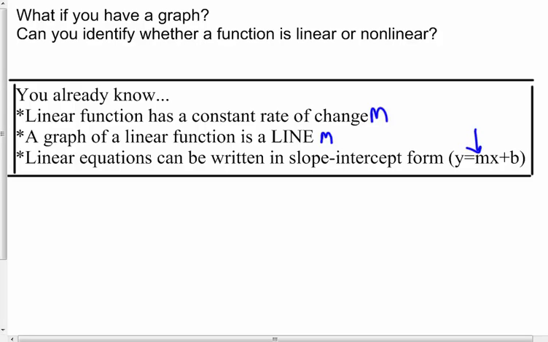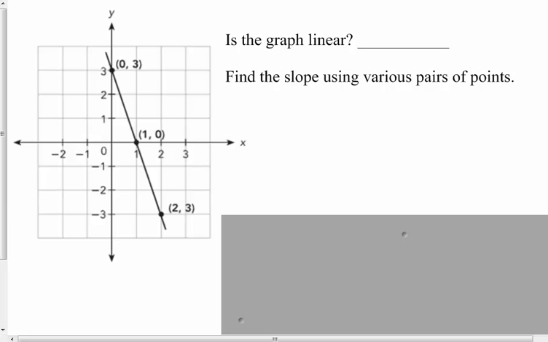So since a linear function, by looking at it, is a straight line, I'm going to know that's a linear function because I can set y equals mx plus b to that line. So is this graph linear? Yes. I'm going to put some arrows on this. I would say this is a linear function.